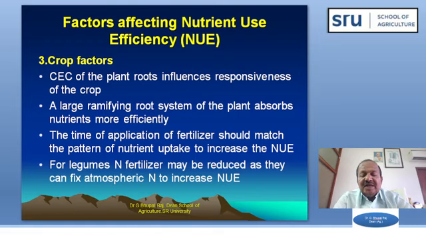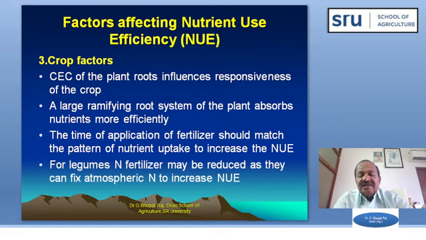For legumes, nitrogen fertilizer may be reduced as they can fix atmospheric nitrogen, to increase the nitrogen use efficiency. It is a known fact. Legumes have nodules on the roots and stems. They will fix the atmospheric nitrogen.